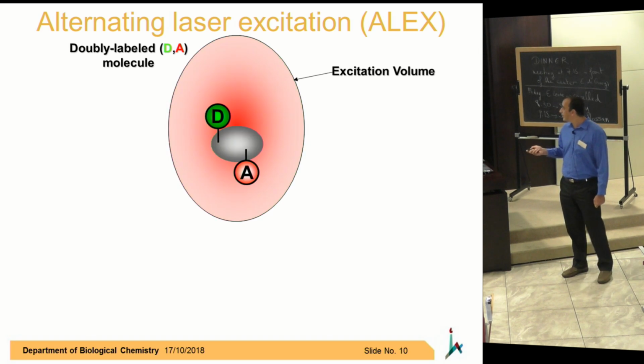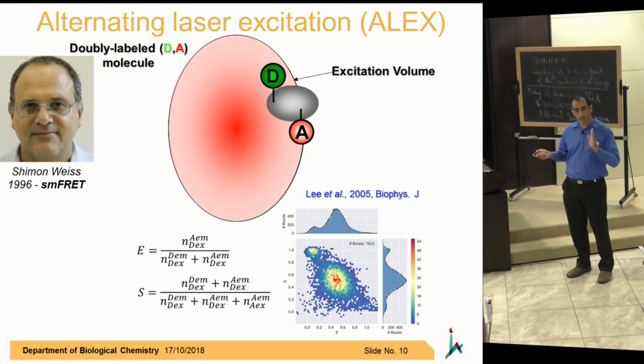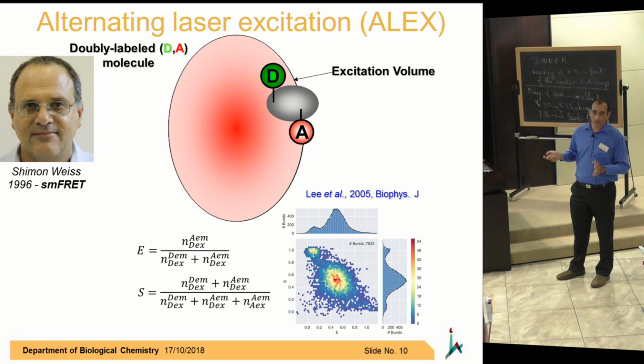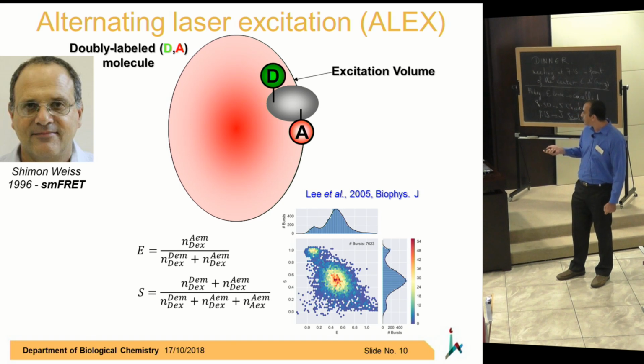So in 2005, Shimon introduced a new technique where, instead of shining just one laser to excite only the donor and observe donor and acceptor photons, you alternate, on the microsecond time scale, between donor excitation and acceptor excitation. That gives you another dimension, because you can measure not only the FRET efficiency, which depends only on the donor excitation period, but also something called stoichiometry, which is the overall photons in the donor excitation period relative to the overall photons in both the donor excitation period and the acceptor excitation period.